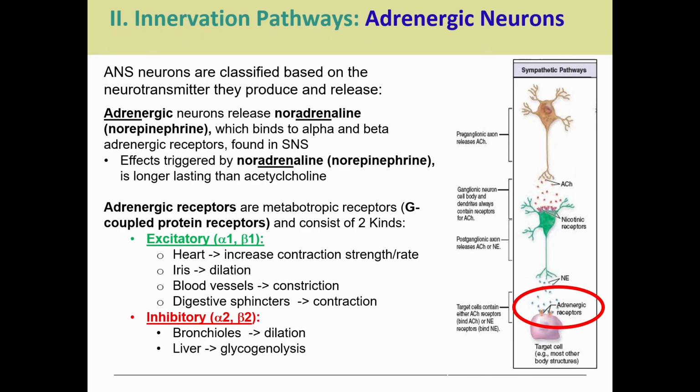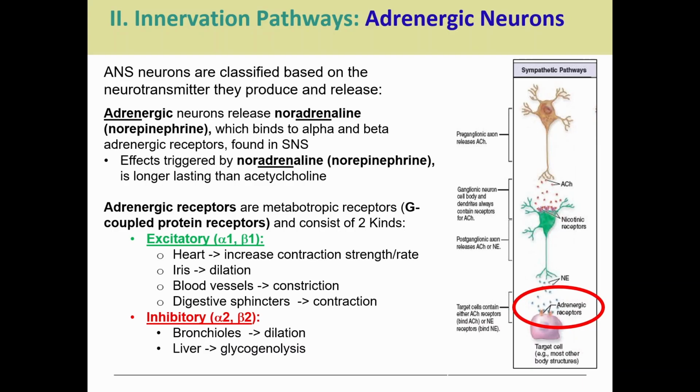So these neurons are classified based on the neurotransmitters they produce and release. Adrenergic are going to release noradrenaline or norepinephrine, so norepinephrine, epinephrine. This is going to bind to adrenergic receptors. And these effects are going to be longer lasting than acetylcholine. Adrenergic receptors are metabotropic receptors, so they're those G-coupled protein receptors. And we have ones that are going to be excitatory. We also have some that are inhibitory.